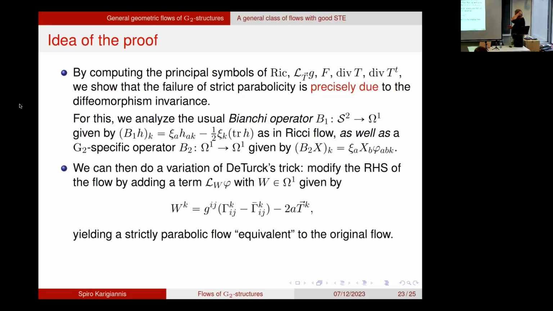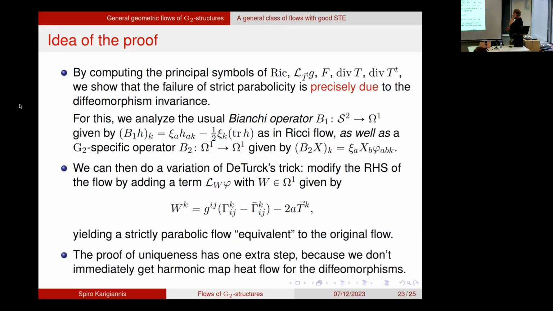The usual thing is to modify the right-hand side of the flow by adding a term involving a Lie derivative for some prescribed vector field. If you ignore this last term here, this is exactly the vector field you use to do DeTurck's trick in the Ricci flow. But if A is not 0, we have to add this part, where T arrow is the vector field part of the torsion. When you do this, you get a strictly parabolic flow that's equivalent to the original flow.